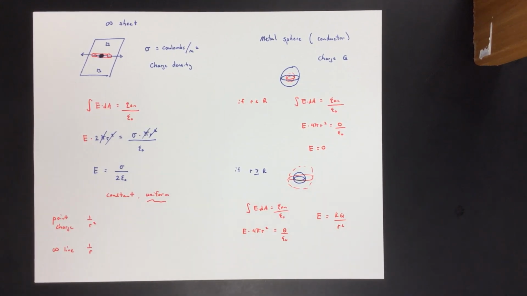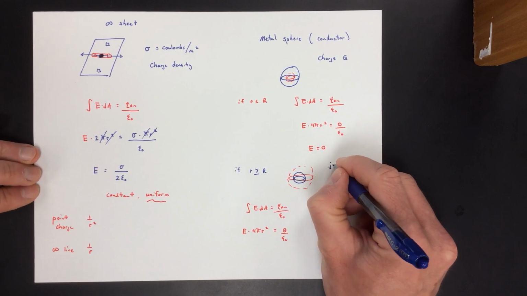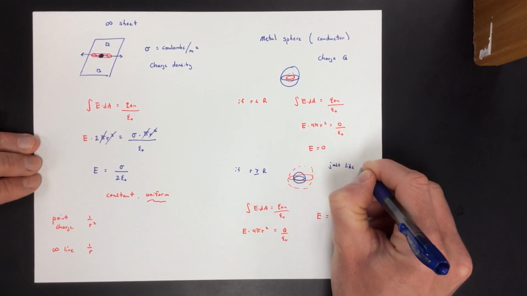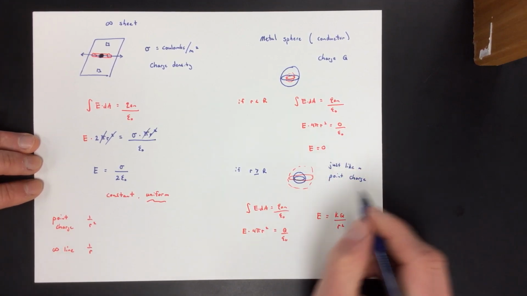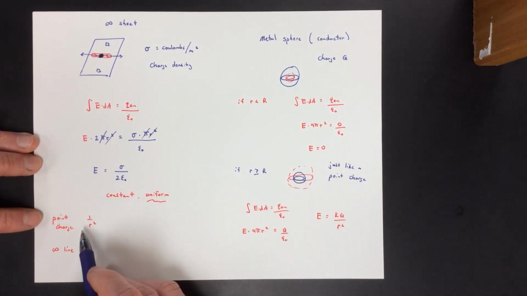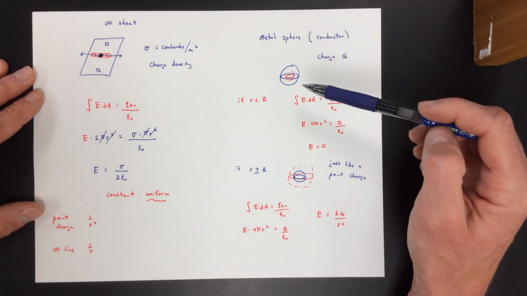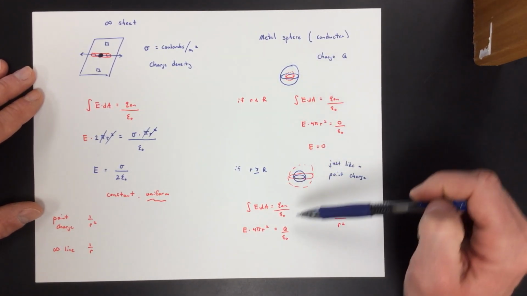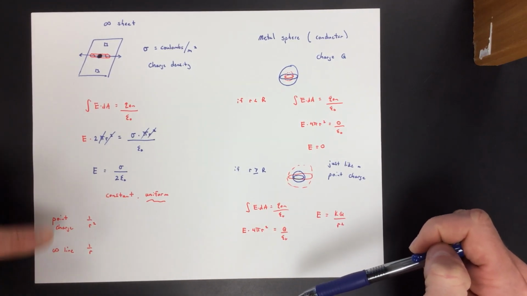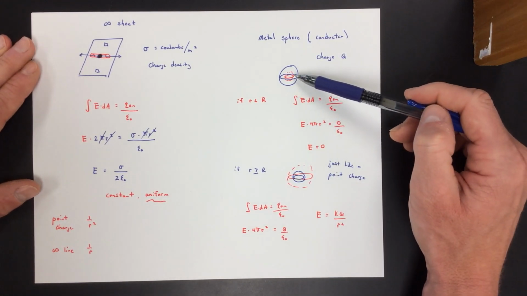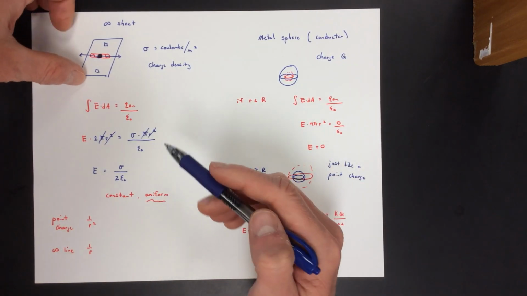And what we realize is that a metal sphere, if you're on the outside of it, acts just like a point charge. We can treat it as if all the charge is located right in the center, and so it's a 1 over r squared, so it's KQ over r squared. So spheres are really easy. If they're metal, the electric field is 0 inside, and the electric field on the outside is just like it was a point charge. Okay, so we have a point charge, we have an infinite line, we have an infinite sheet, we have a metal sphere, and we can look at the inside or the outside of a metal sphere.